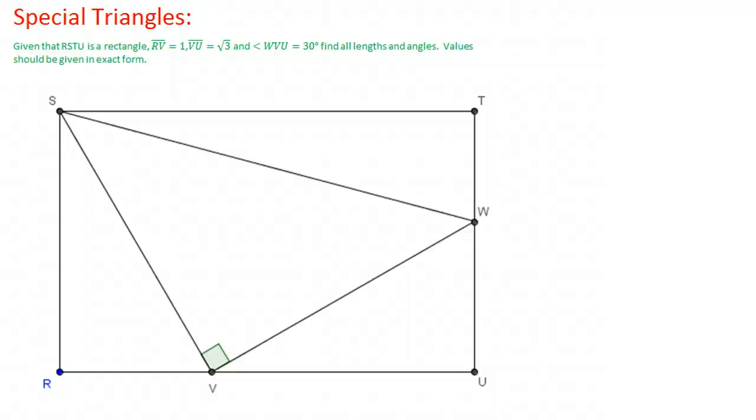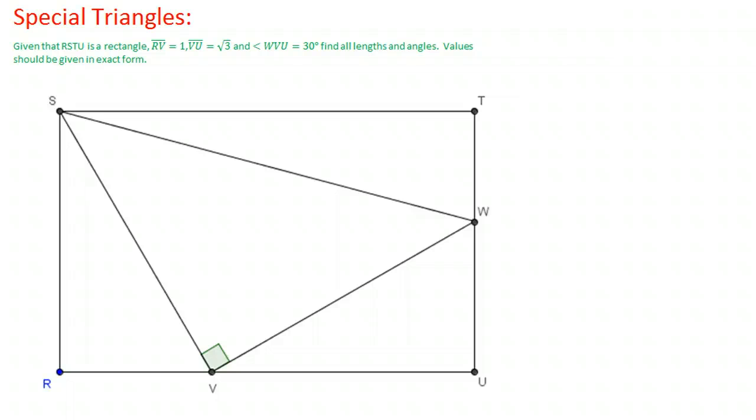In the next couple of videos, we're going to talk about special triangles. We're not actually going to define special triangles yet, except to say that special triangles are right triangles that have exact primary trig ratio values that you will eventually memorize.